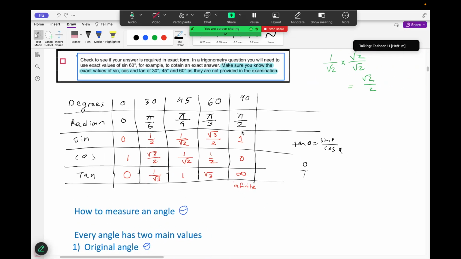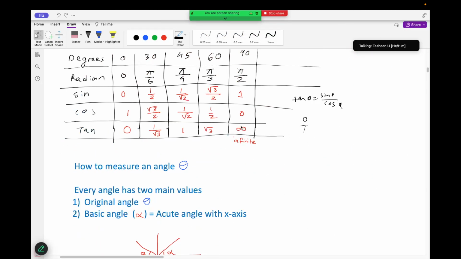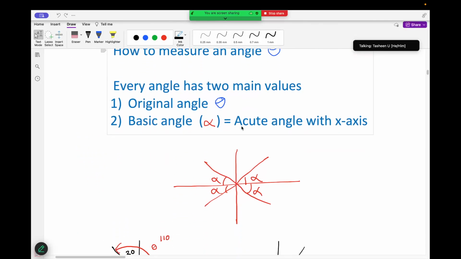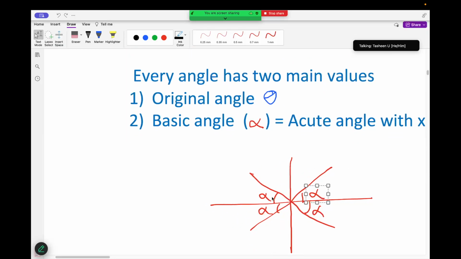Alright, so make sure to memorize this. Now we will learn the basics of how to measure an angle. Every angle has two main values. One is the original angle theta, and another is the basic angle alpha, that is the acute angle with the x-axis. In whichever quadrant you are, alpha always lies with the x-axis.